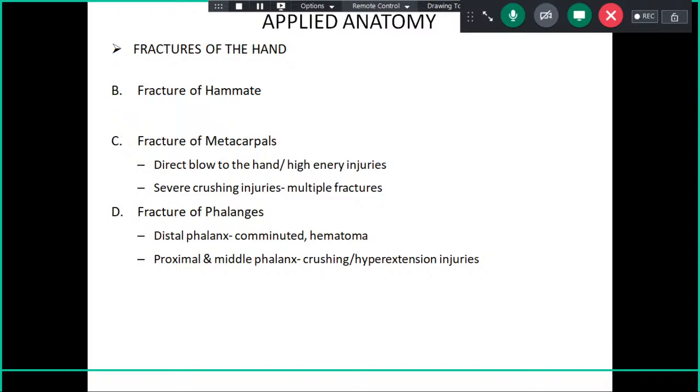The fracture of phalanges can also occur. Fracture of distal phalanx is usually more common, which is seen. Distal phalanx fracture is more comminuted. Comminuted means it goes into more different pieces. Hematoma formation can be there. Okay.